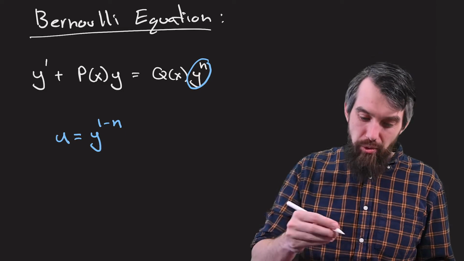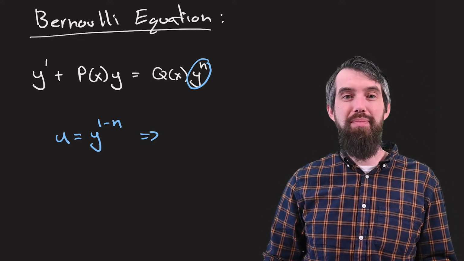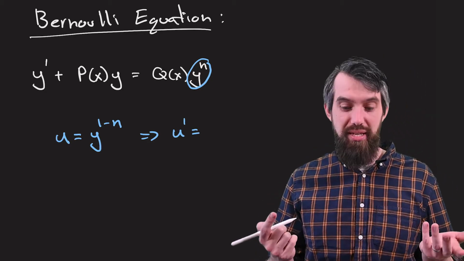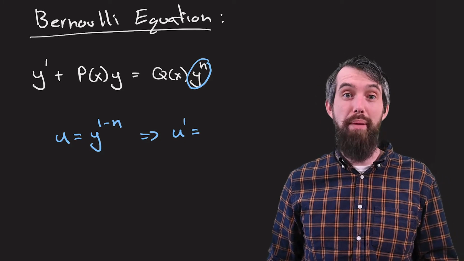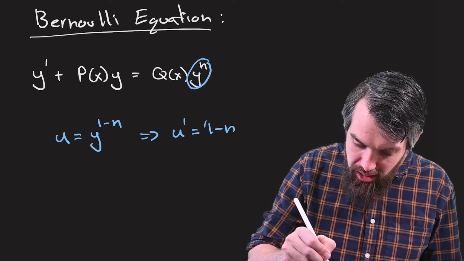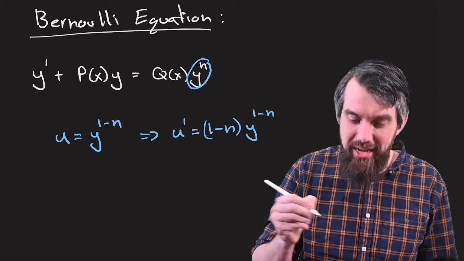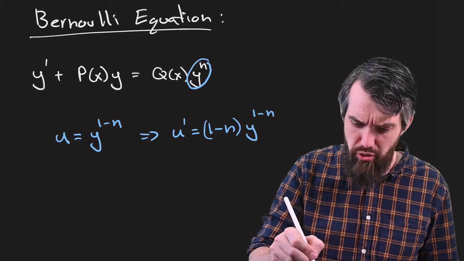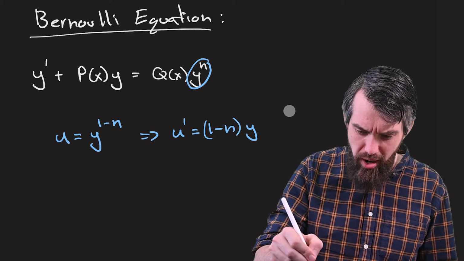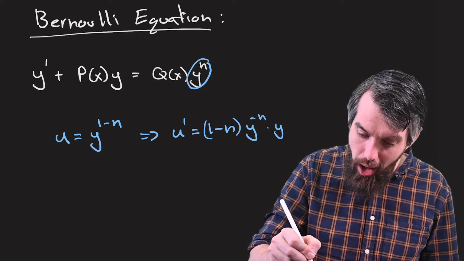So what I want to be able to do, u and y are both functions of x, is make some claim about what u prime is going to be. Well, indeed, this is just going to be the derivative of y to the 1 minus n, and that I can do by chain rule. So 1 minus n is going to come out the front, and then this is multiplied by y to the 1 minus n, but 1 less than that when you take the derivative, so minus 1. And perhaps instead of writing 1 minus n minus 1, I'll just write minus n. And then multiplied by y prime.